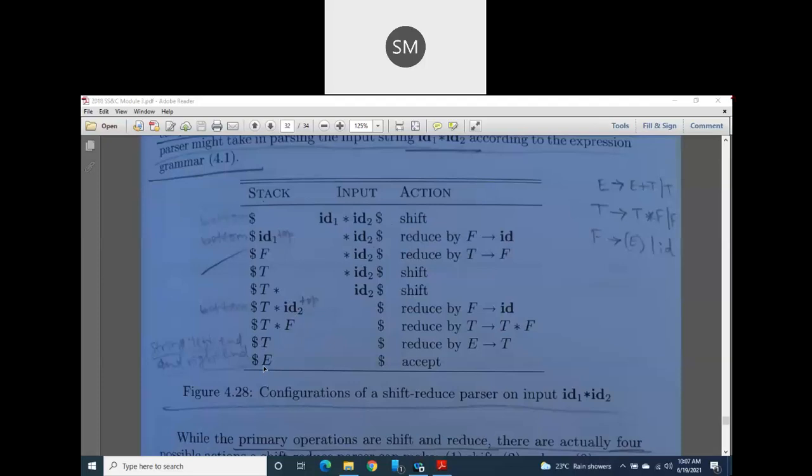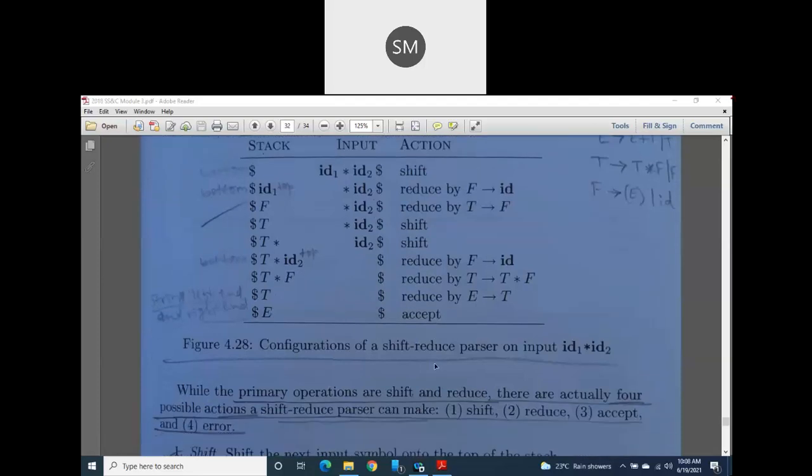So I think you have reached your expected state. The start symbol of this grammar is E. So you have reached the start symbol, and there is no more input in your input column. It means that it is a successful shift reduce parsing. It means your input id star id is accepted by the syntax analyzer or your compiler. Clear? There is no error here. This is about shift reduce parsing, guys.